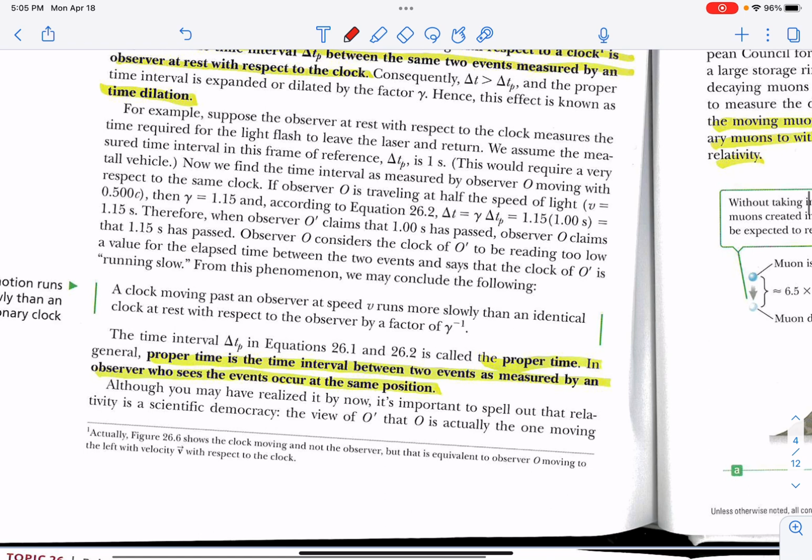And so we use the term proper time. Proper time is the time interval between two events as measured by an observer who sees the events occur at the same position.